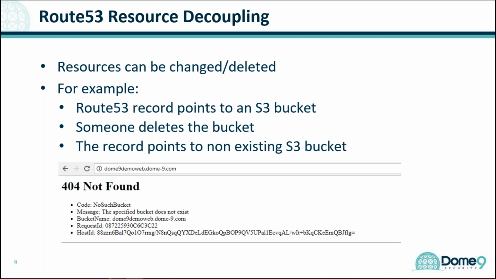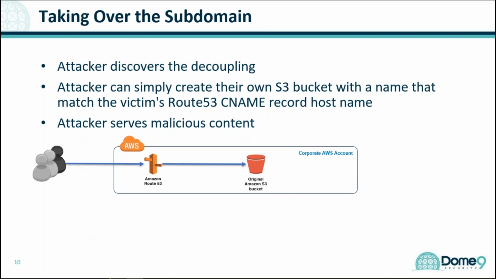So now, when the attacker discovers this resource decoupling, comes the subdomain takeover. The attacker sees this decoupling, so you had the original S3 bucket, and then someone deletes it, so the link between Route 53 and the bucket is deleted. The attacker can just go to his own AWS account and create an S3 bucket with the same name. So one of the major vulnerabilities that you can see in here is that S3 bucket names can be duplicated. It's the name of the bucket, so you can just create a bucket with the same name after it was deleted, on a different account.